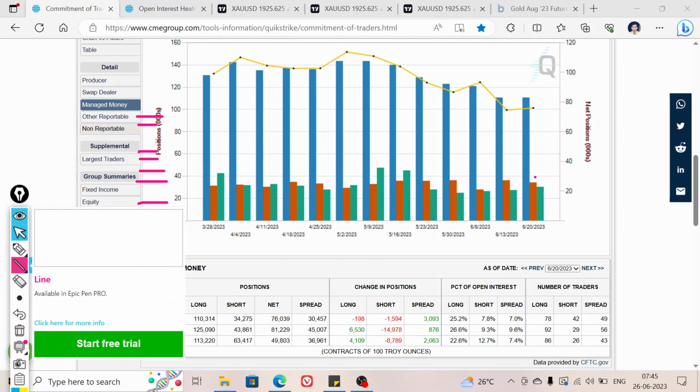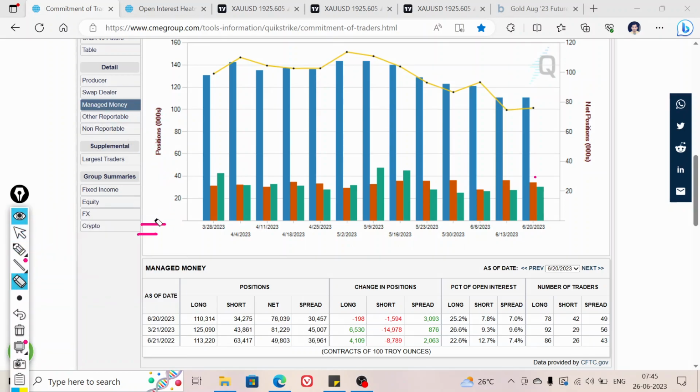This is the latest COT report that we have for this week, and we look at the positions of managed money, or you can say the smart money players. This time, if we look at the change in position, in the longs they are still covering their long positions. The number is not that big, but they are not adding into the longs.